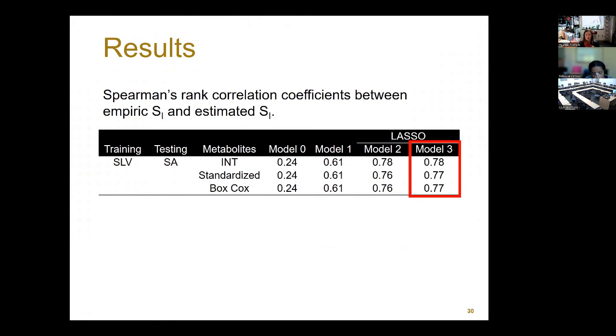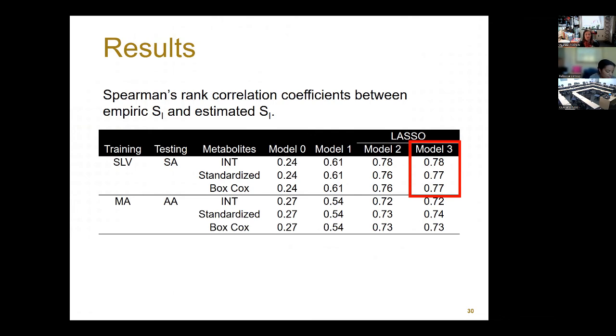So looking at the correlations, these transformations that I show here really had minimal impact on differences in performance across the model. So you can see they're pretty consistent across whichever model you look at. So what we're looking at here is the final model, Model 3, that included age, sex, BMI, and our metabolites in the prediction model. And it really had an improved estimation and resulted in a correlation of around 0.77 to 0.78 between empiric and estimated SI. And so that was really good for a first pass of the data.